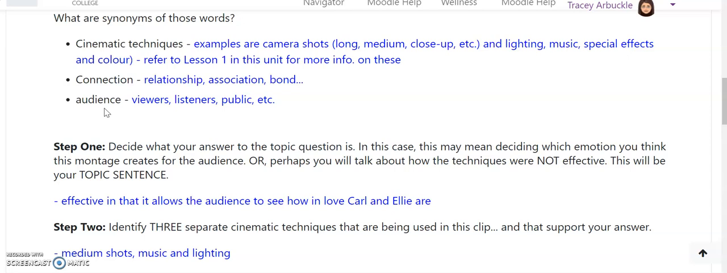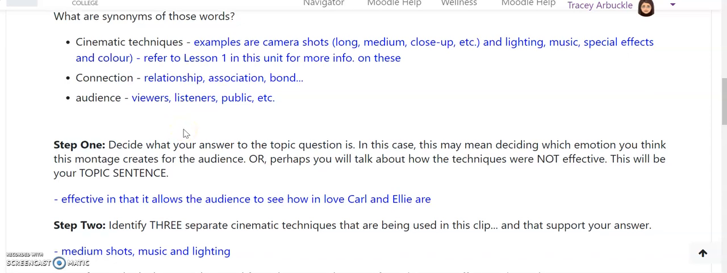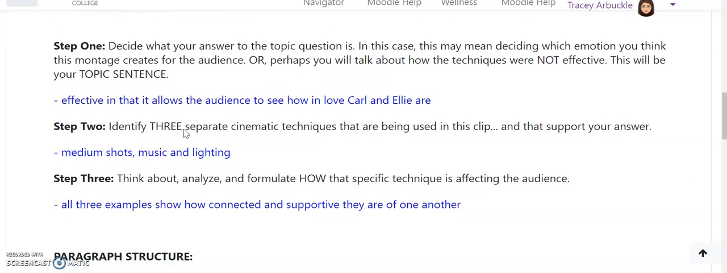We want to make sure we understand all those words in that topic question, just to make sure that we understand what we're trying to write about. Once we understand the question, then we're going to start to think about what we think the answer to the topic question is. In this case, maybe we're deciding which emotion this montage creates for the audience. Or maybe we're deciding how the specific techniques are allowing us to connect with a specific character or connect with a specific conflict. You have to decide what it is that the audience is connecting with by using cinematic techniques. On the flip side, you could also argue how the techniques were not effective. This is a little bit more difficult to do, but it is an option.